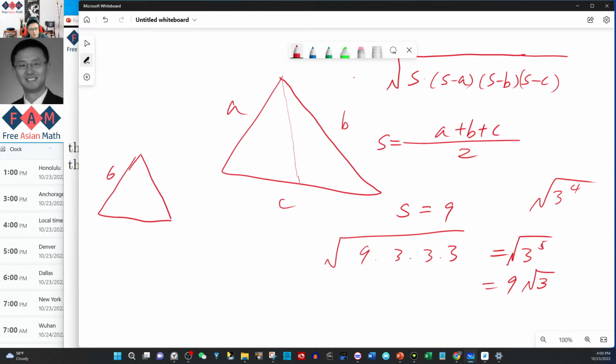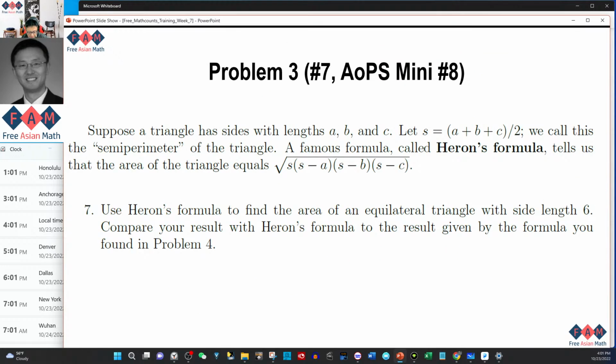What is the formula we developed earlier? That is square root of 3 over 4 times 6 squared, right? That's the side length. And what is it? 6 squared is 36. 36 over 4, that's exactly 9. So this is again 9 square root of 3. So the two are apparently equal. Not surprising. That's what it should be. So that's how Heron's formula can tell you.